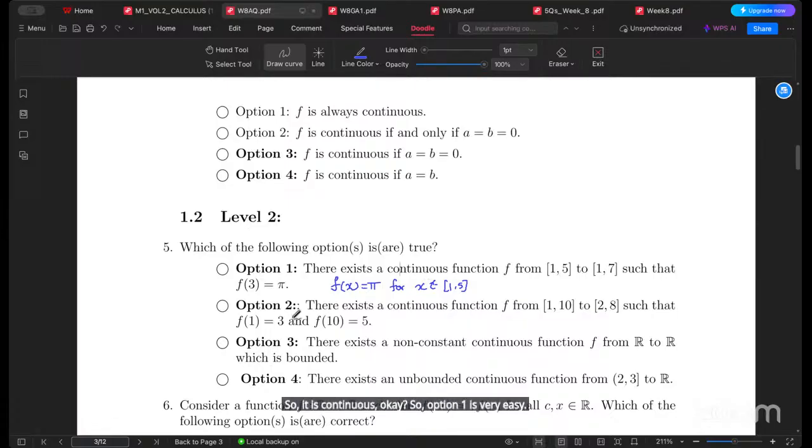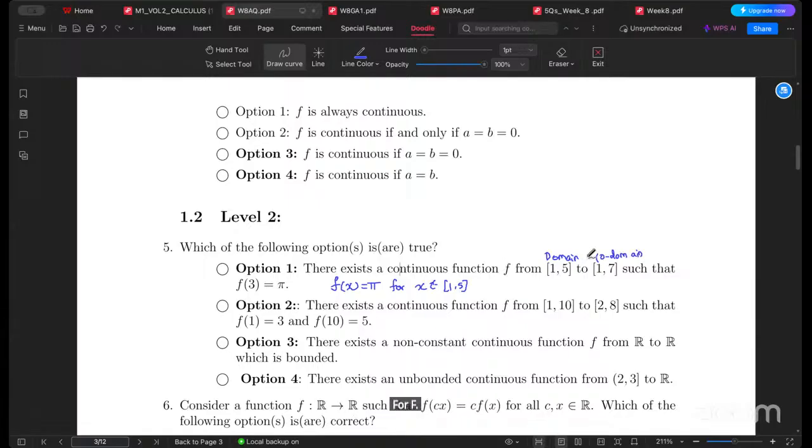What about option 2? Ma'am, what does option 1 mean by saying that f from [1, 5] to [1, 7]? I mean, this x belongs to the domain. This is the domain. This is the codomain for f.